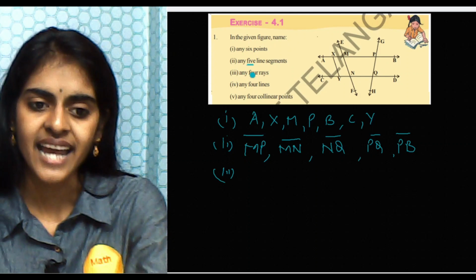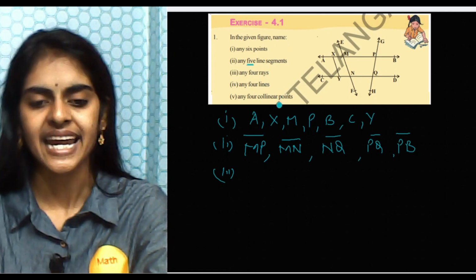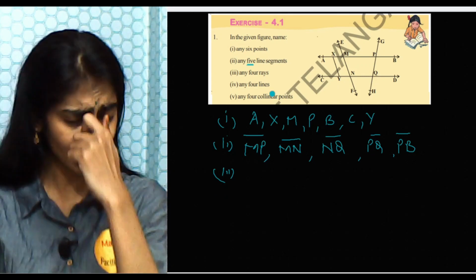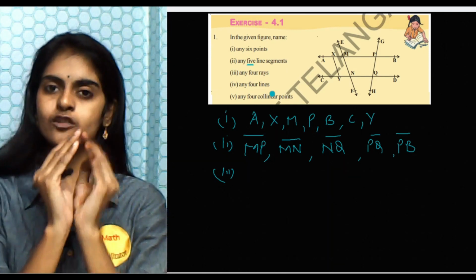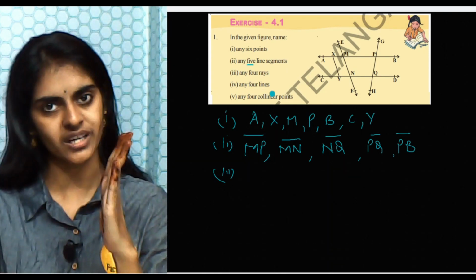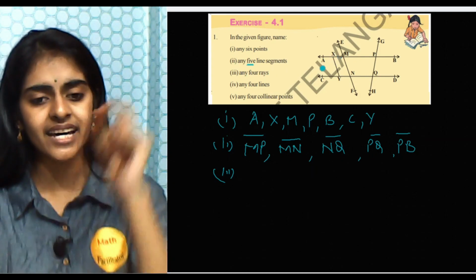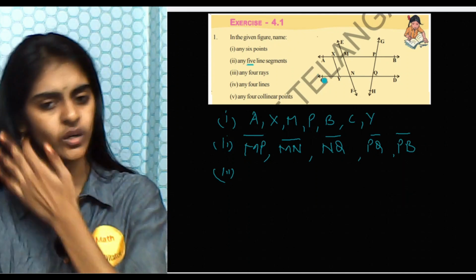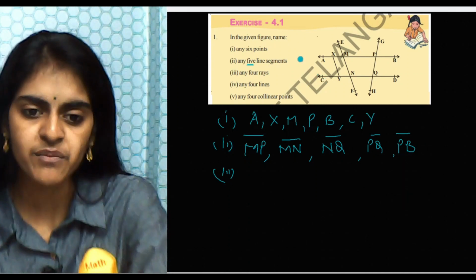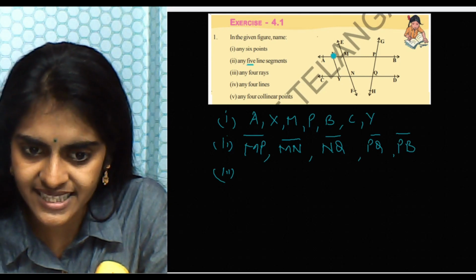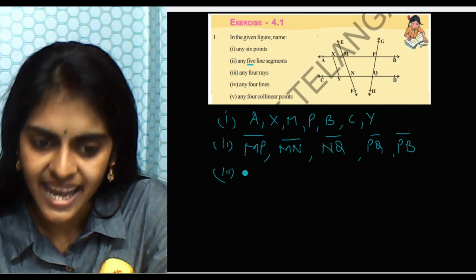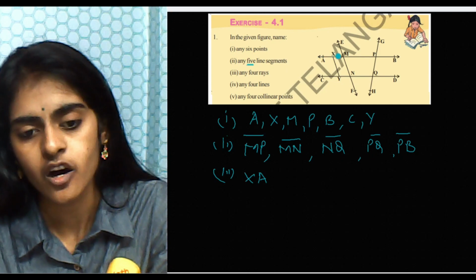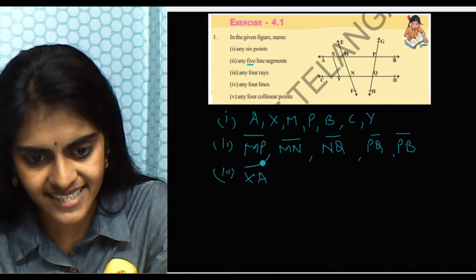Now see the next one. Any 4 rays. Now what is a ray? A ray has a starting point and it just moves on in one direction, like our torchlight. It has a source point, and from this source point it moves on. So it will have an end point, we call it the starting point in most cases. And it will move in one direction. Just see, X is starting at X and it is moving in the direction of A. So you can say XA is a ray.